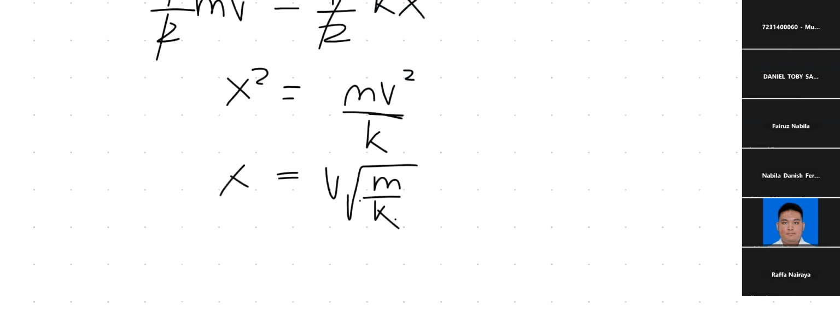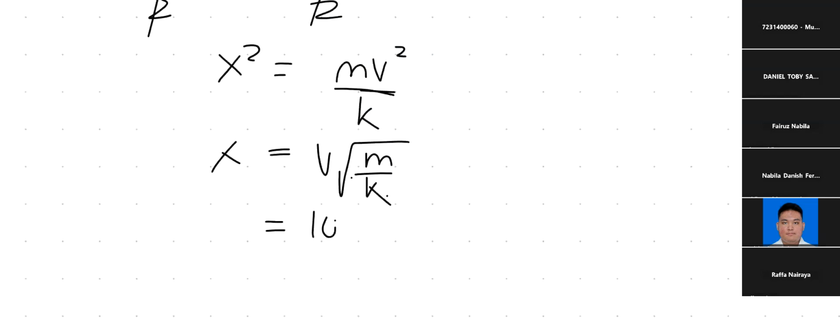Now we know that V is 10. The mass, earlier the mass was 5. And the K, what was it earlier? 400. Okay, let me use a calculator for that.